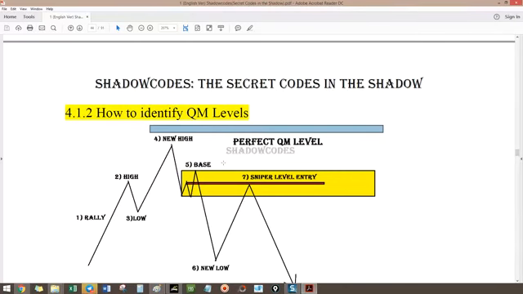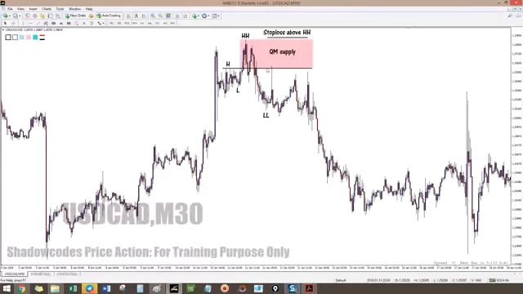How do you draw this zone? From a high, low, higher high, lower low. From this one until this one. You will have your zone here. Like this.